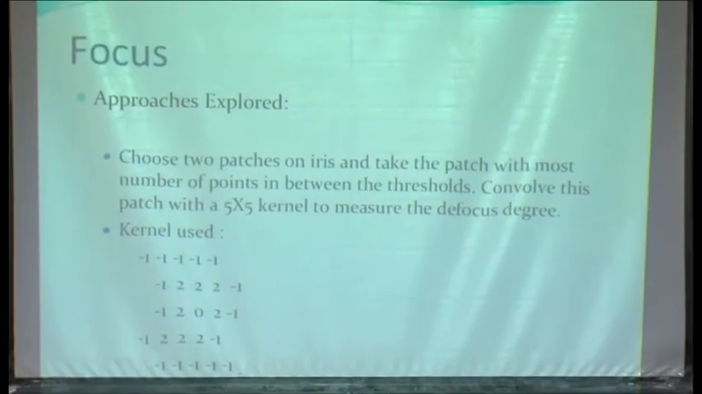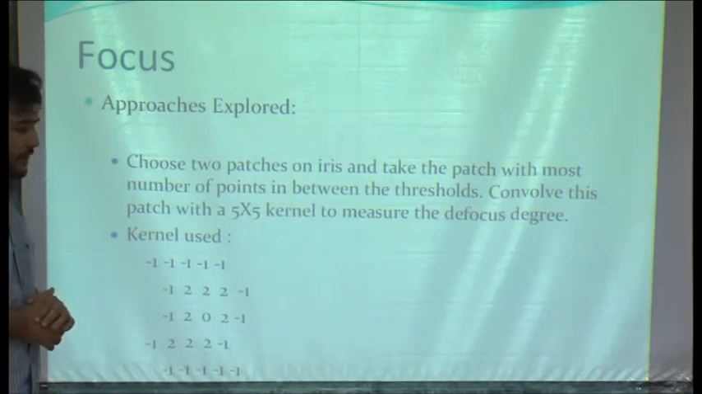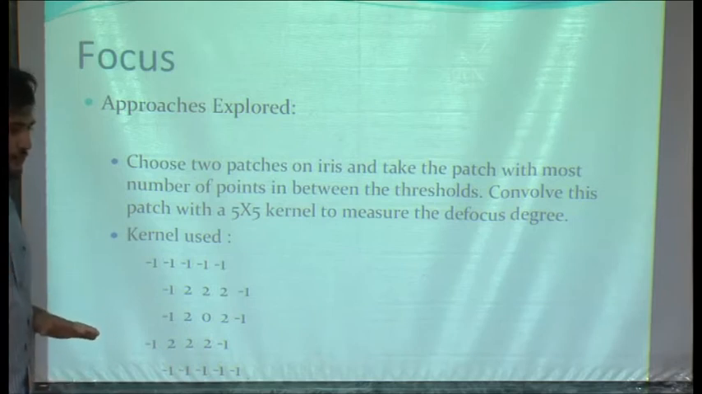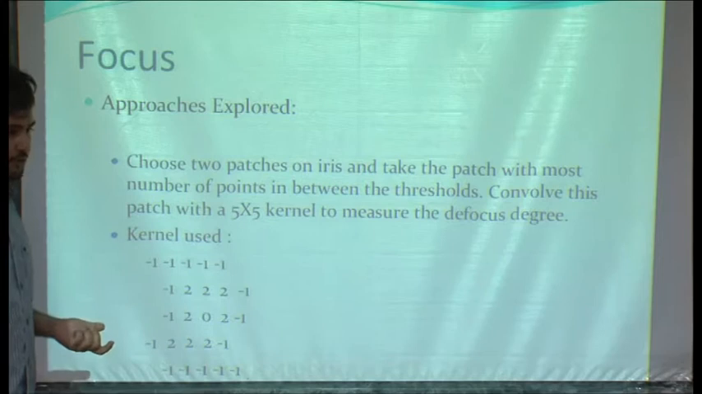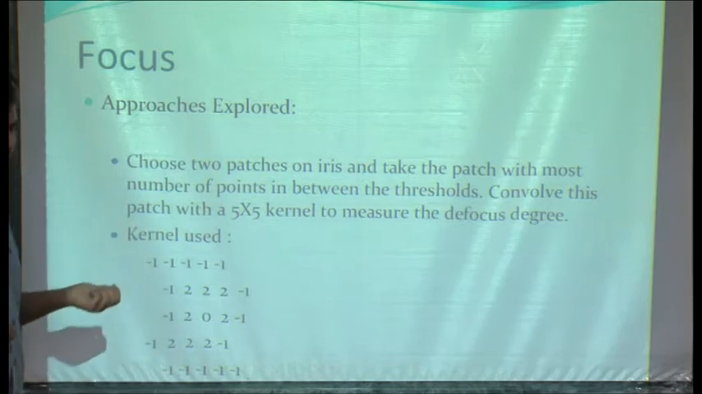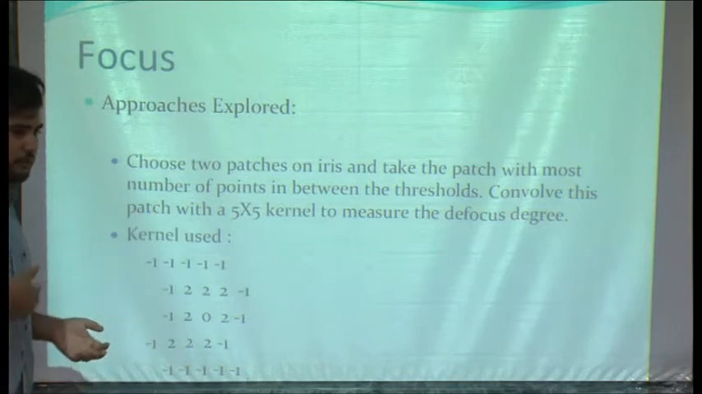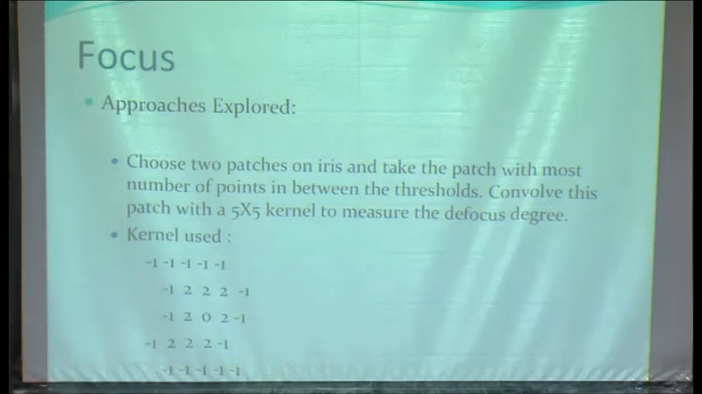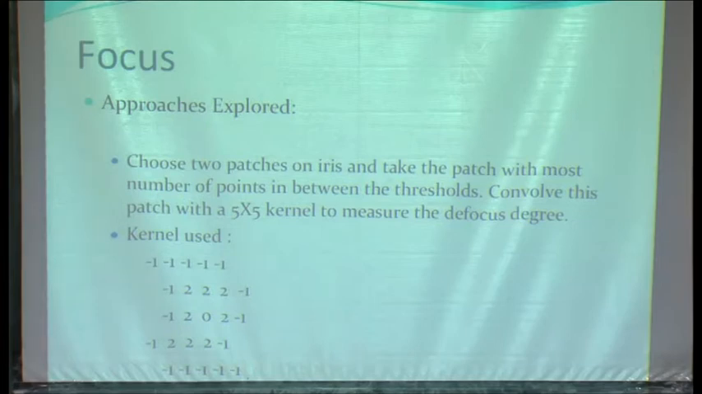Then I come to focus. For focus, I selected two regions of interest on the iris, and I took that region of interest which had the maximum points in between the thresholds. The thresholds selected were 30 and 240. It was come to by some iterations, and then this kernel would be applied, and then the focus parameter was calculated.